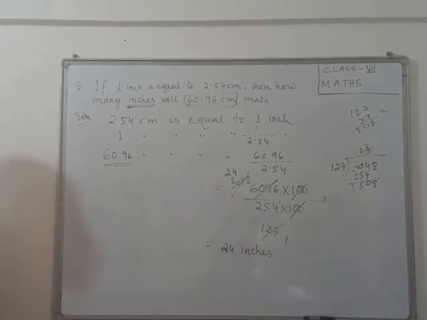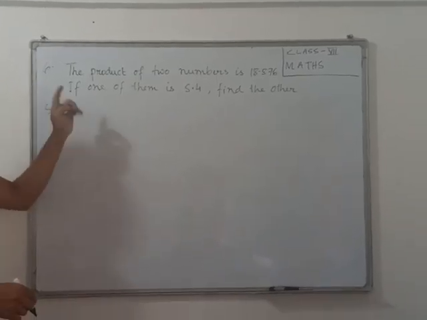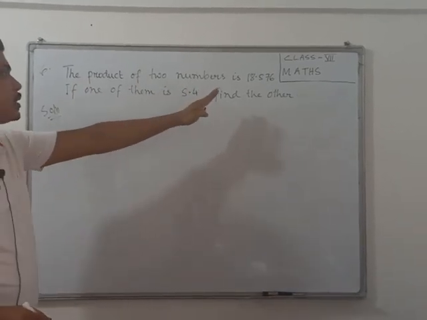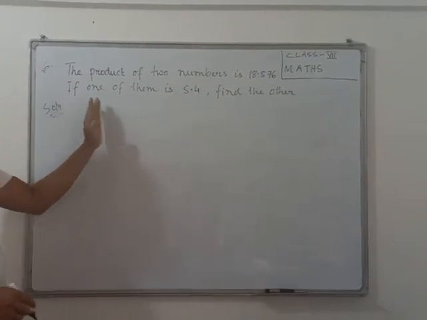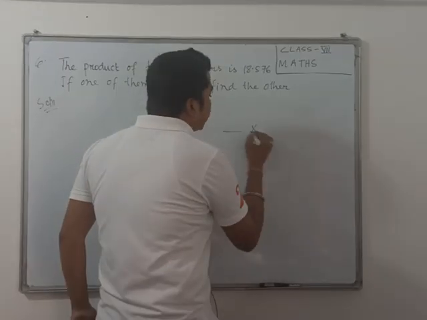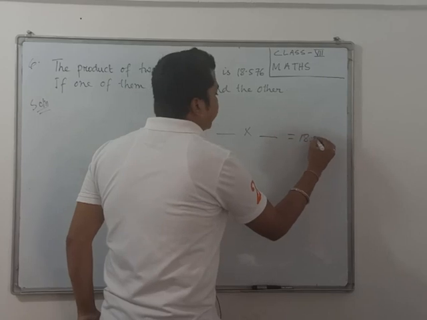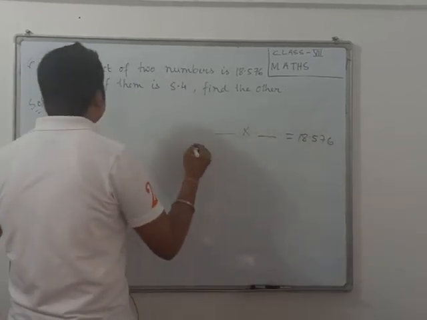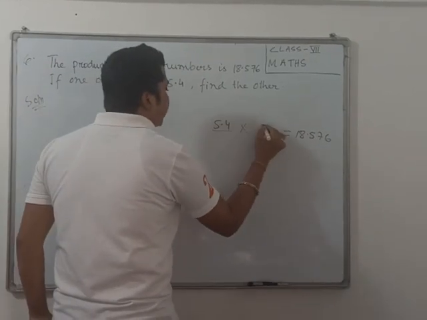Now, write next question. In our question number 6, the product of two numbers is 18.576. If one of them is 5.4, find the other. It means what? When you multiply two numbers, your answer is 18.576. One number is given, 5.4. You have to find the other number.